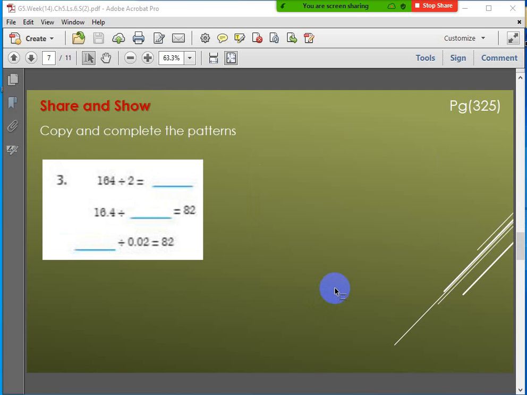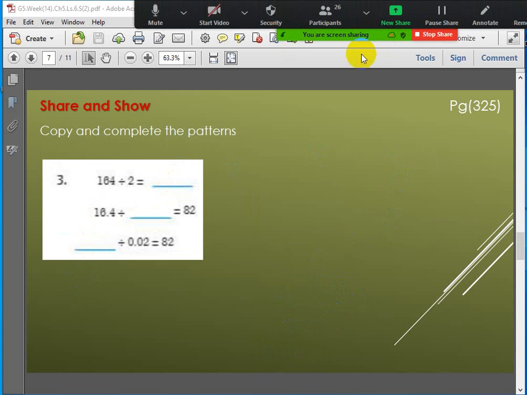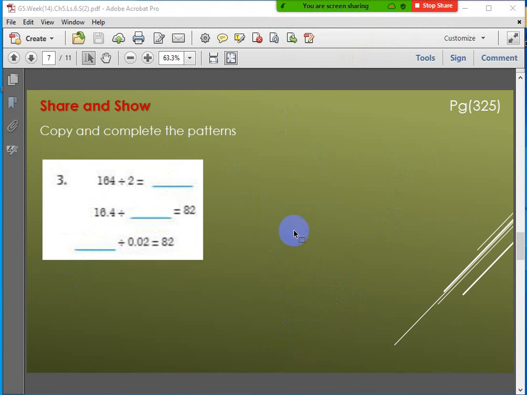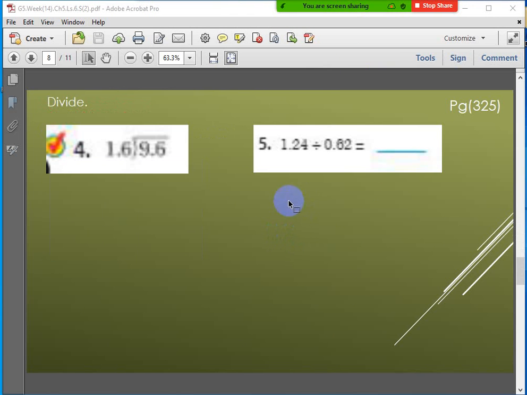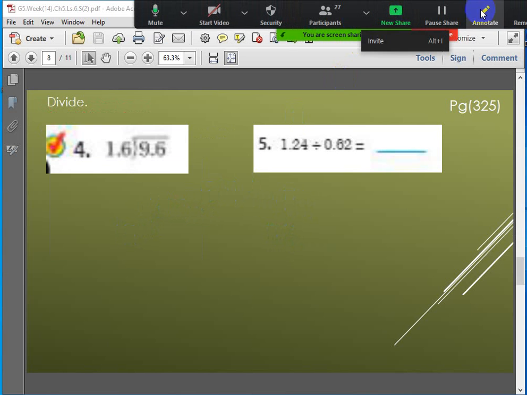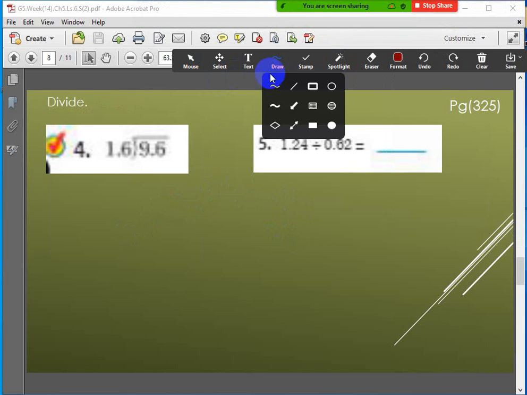Okay, so number 3, did we solve number 3 also? Please tell me if we solved number 3. Yes, okay. That means we will start with number 4 and we will divide 9.6 by 1.6. Okay, so let's see now.